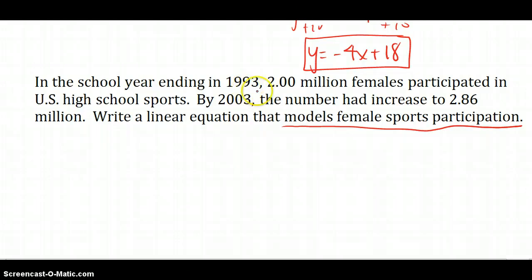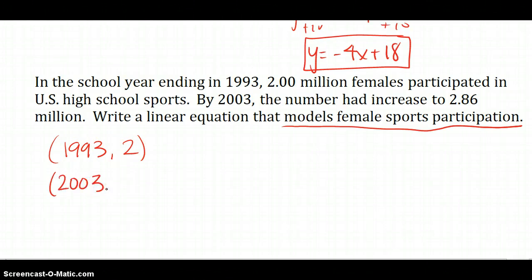Whether you know it or not, this problem gave you ordered pairs. They said in 1993, the participation of females was 2 million. Those two numbers are paired together. That is an ordered pair. This is your input, your output, your x, your y. And then they said in 2003, it had increased to 2.86 million. So believe it or not, you have 2 ordered pairs, and all you have to do is find the slope and plug in just like we did above.